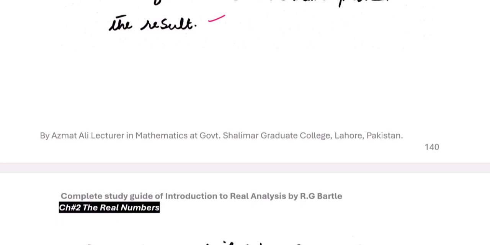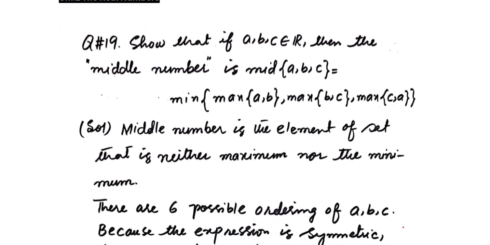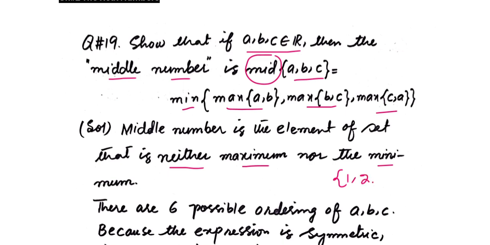Next we move towards the last question, number 19. Actually this question is related to the middle number. Show that if A, B, C are real numbers, then the middle number, denoted by mid of A, B, C, is equal to the minimum of maximum of A, B, maximum of B, C, maximum of C, A. What is the middle number? The middle number is the element of the set that is neither maximum nor minimum. For example, if we have elements 1, 2, 3, then clearly 2 is the middle number, which is neither maximum nor minimum of the set.